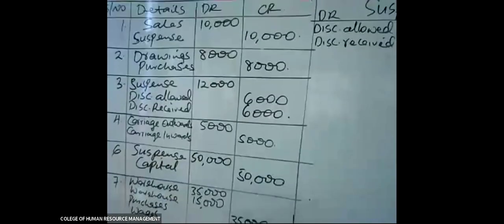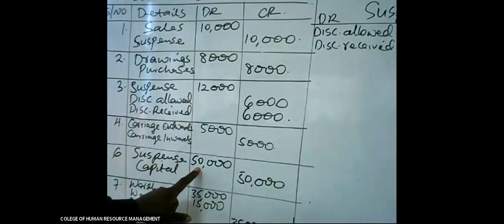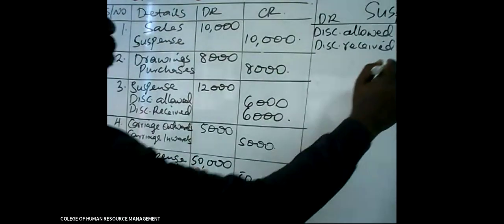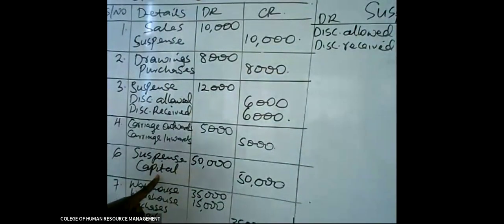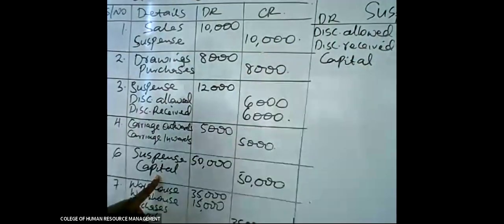We realize that there is no suspense, so we don't have to record anything there. Number 6, suspense account has been debited by 50,000. So we shall have to put the 50,000 there. What is the name of the other account? Capital. Number 7, there is no suspense account, so we have got nothing to record.